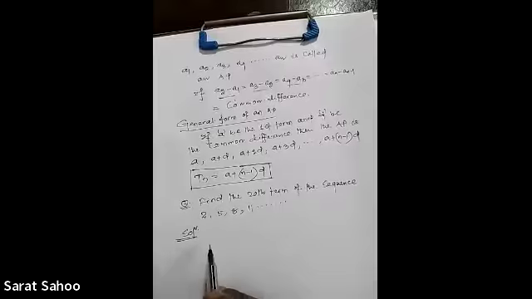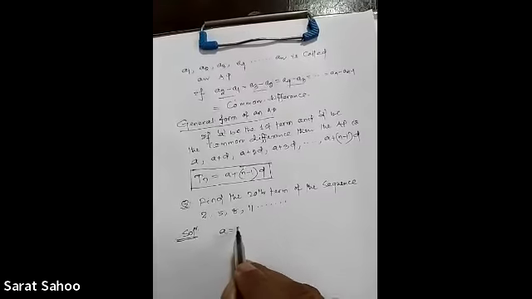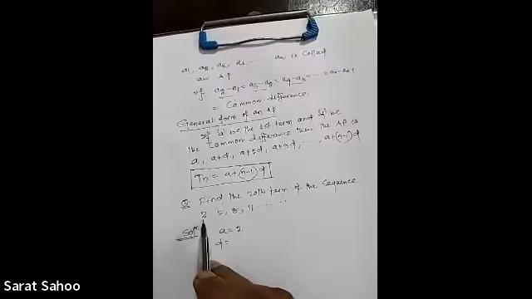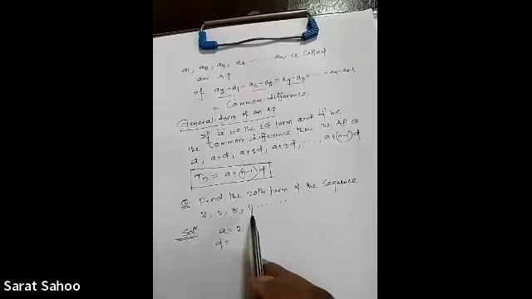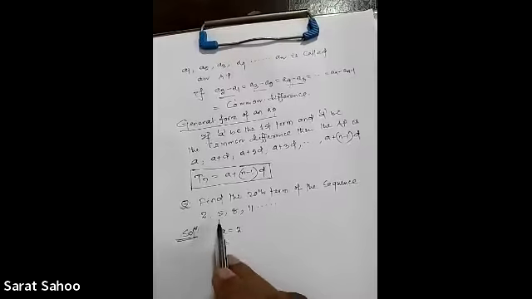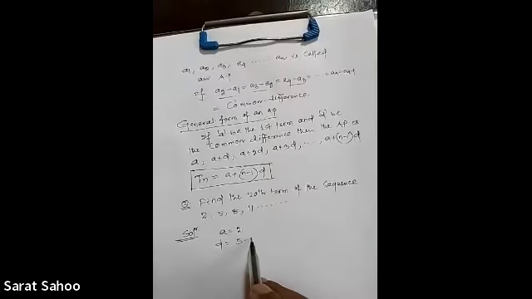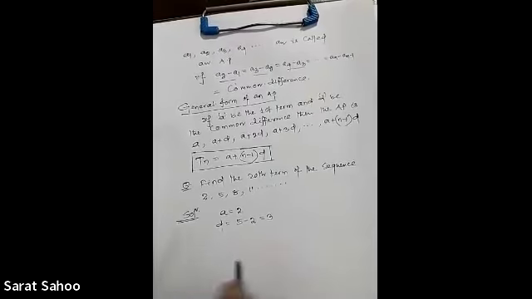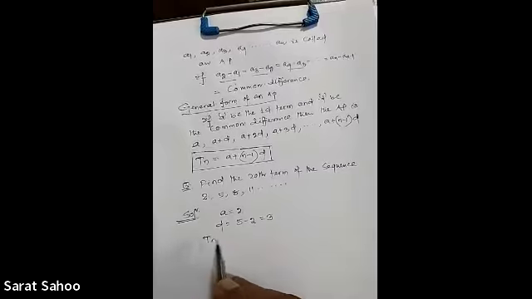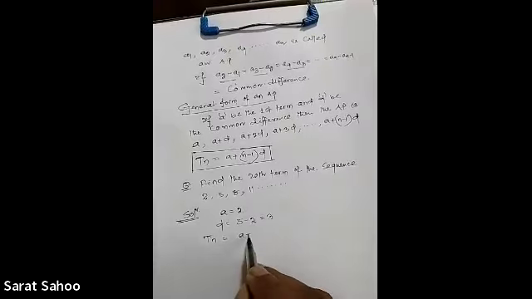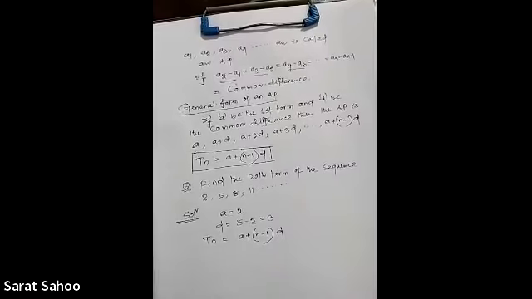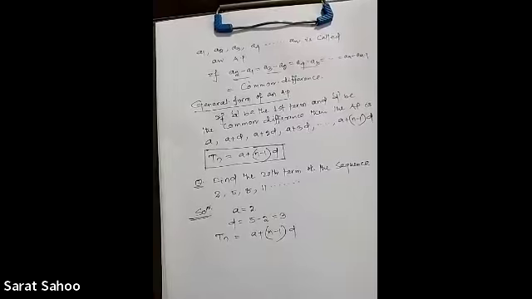Here the first term of the sequence is 2, A is equal to 2. Then we have to find the common difference D. Common difference D is equal to second term minus first term, or third term minus second term, or fourth term minus third term. So second term minus first term, that is 5 minus 2, which is equal to 3. A is equal to 2 and D is equal to 3. So nth term Tn is equal to A plus (n minus 1) times D.